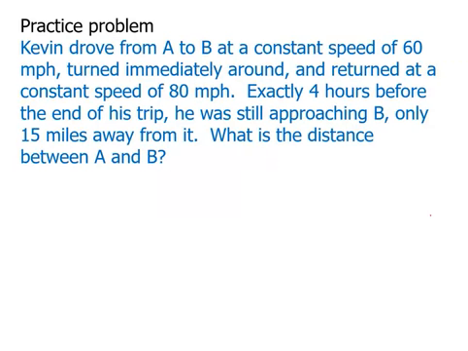This is a slightly harder problem. Pause the video and then we'll talk about this. Kevin drove from A to B at a constant speed of 60 miles an hour, turned around and returned at a constant speed of 80 miles an hour. Exactly 4 hours before the end of his trip, he was still approaching B and only 15 miles away from it. What is the distance between A and B? Let's think about this for a minute.